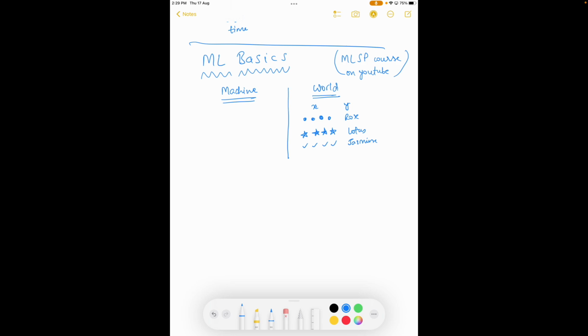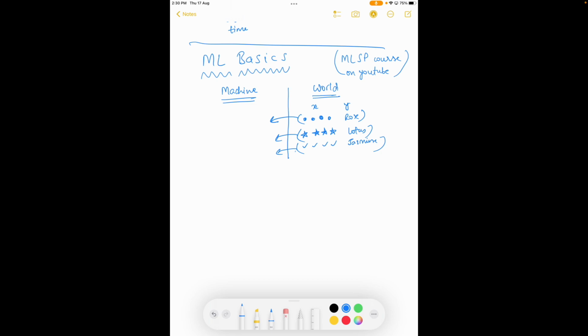Now, when you are doing machine learning, you have to simulate both the worlds, both the paradigms. You have to simulate the world, you have to simulate the machine also. So the world will give the data to the machine. Okay, take it, these are all roses. Take it, these are all lotuses. Take it, these are all jasmines. Machine got all that data. This is called the training data.